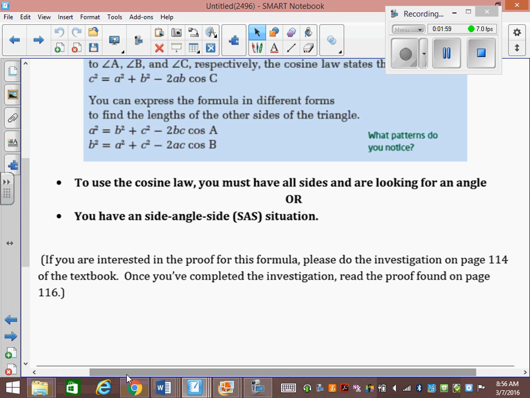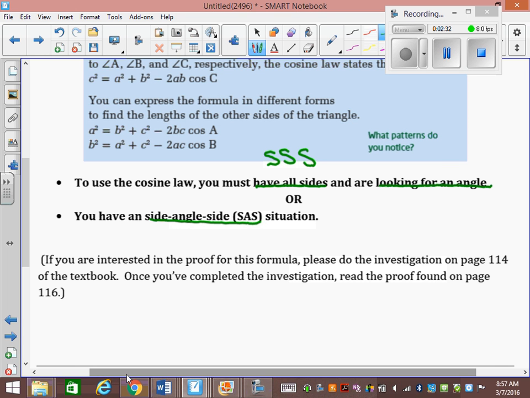To use the cosine law, you must have all sides, and you're looking for the angle. So side, side, side. Or you have to have side, angle, side. Side, angle, side means you have the side, the angle in between, and the other side. You can't just have two sides and a random angle. That does not mean the same thing. When you have SAS, side, angle, side, you're going to use cosine law.